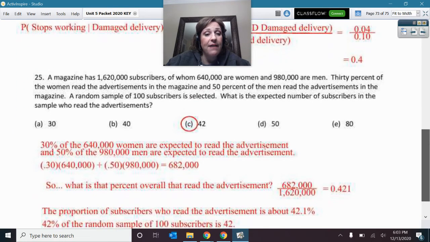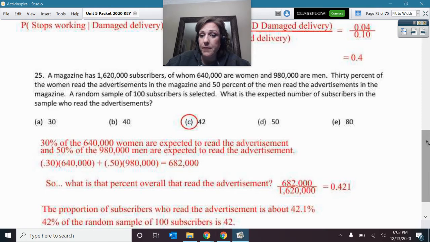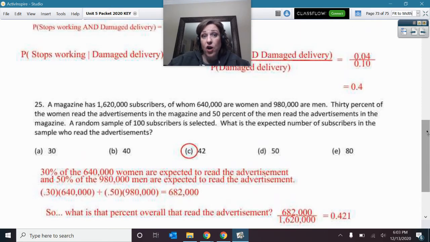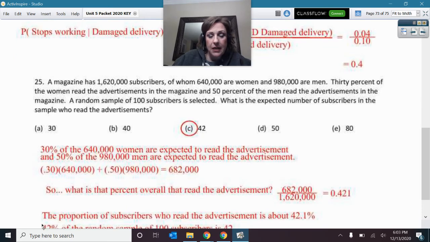All right, and here we have a weighted average problem. So this was actually pretty involved, however. So let's take a look at it. So we have the total subscription, and then it's broken down by men and women because the men and women read advertisements at different rates. So in hindsight, I wonder if this could have been done like a tree diagram. Anyway, so I guess, so I don't know. You could have probably done it that way too.